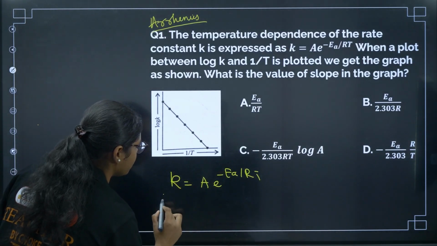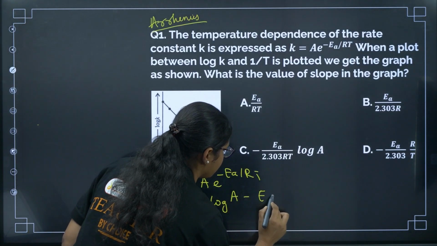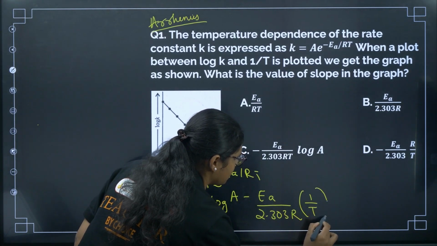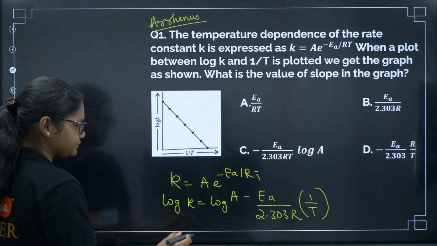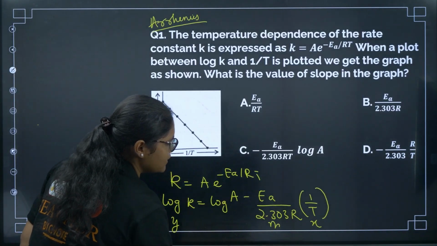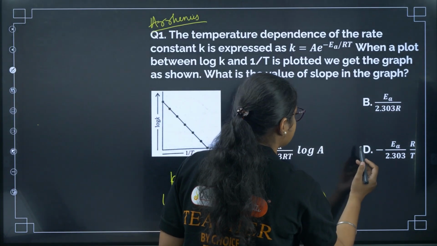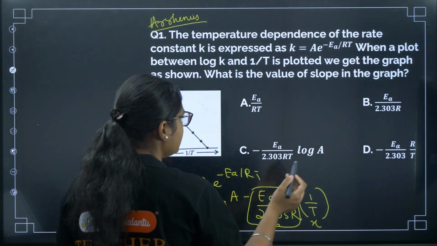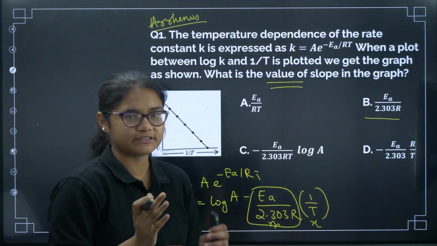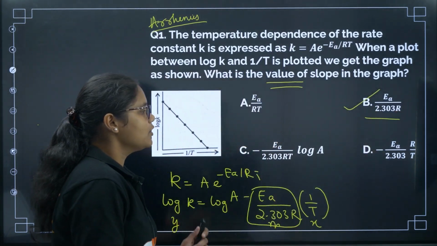So if I take log on both sides, we'll get log K is equal to log A minus Ea by 2.303 R into 1 by T, right? Now if you see here, this is an equation where 1 by T is X, this is your Y and this is your M. So what is the slope value? Minus Ea by 2.303 R. So what is the value of the slope? Okay, so value means you have to just tell the magnitude. So Ea by 2.303 R. So the correct answer for this question will be option number B.